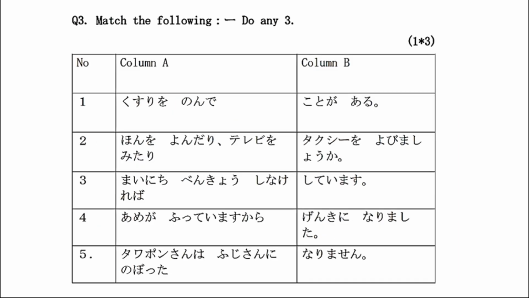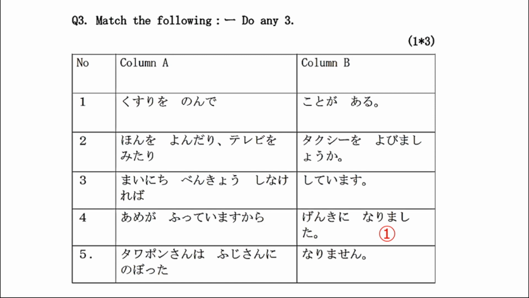In part A, the third question is match the following. Let us see the first sentence in column A. Kusuri o nonde, which means after drinking medicine. What happens when you drink or take medicine? You become healthy, right? And healthy or energetic is genki, and to become is narimasu. So the correct answer will be genki ni narimashita, which is in the fourth line of column B. So let us write 1 next to this sentence.